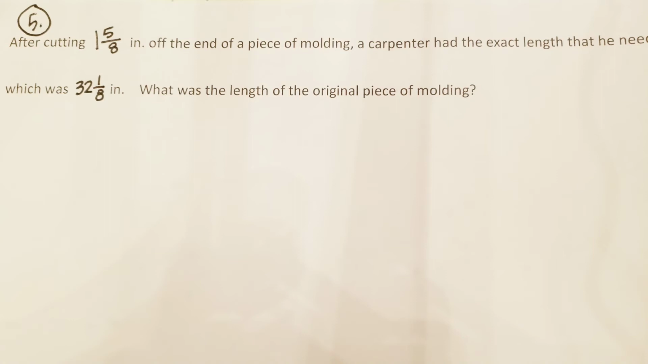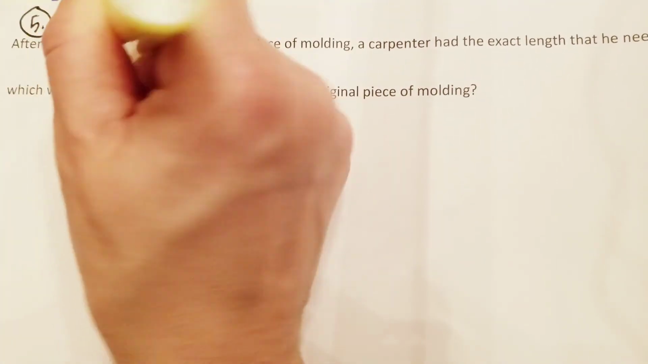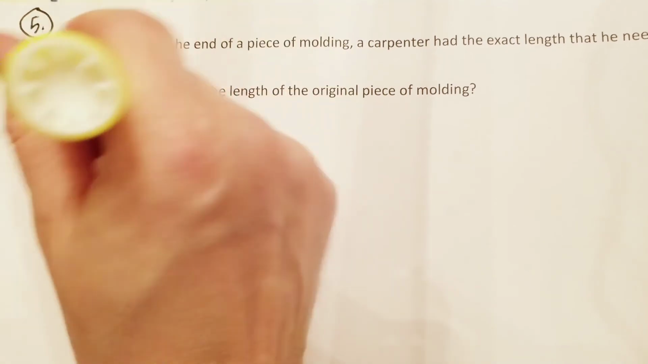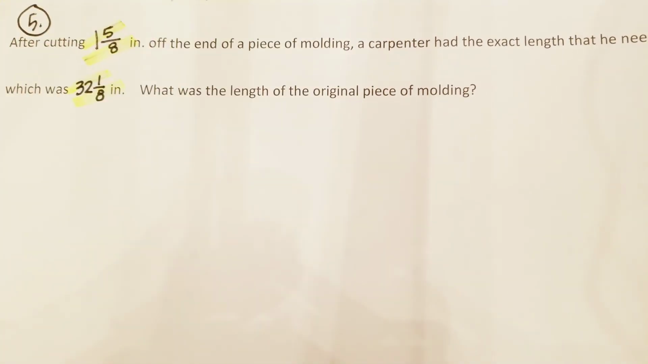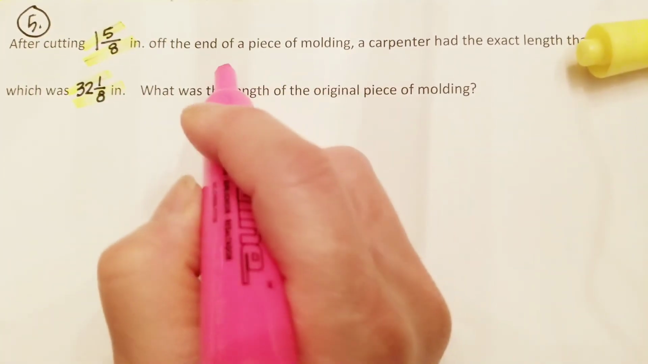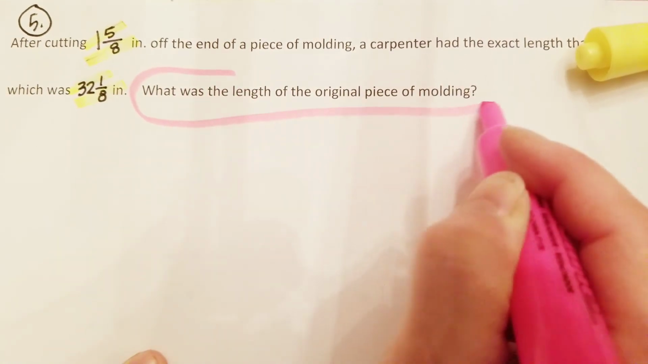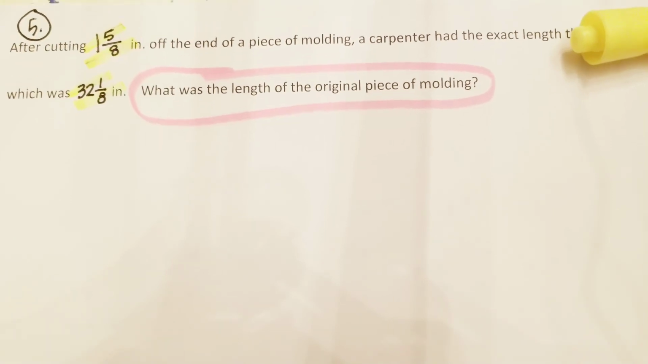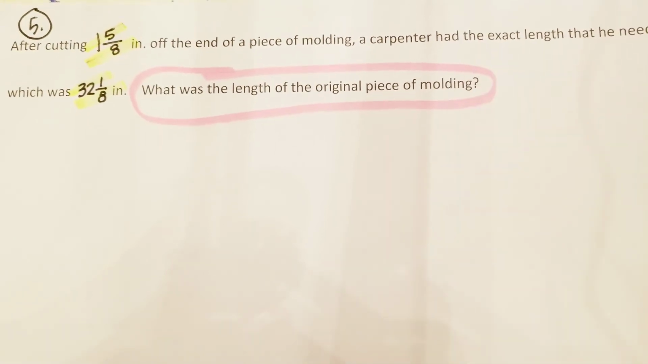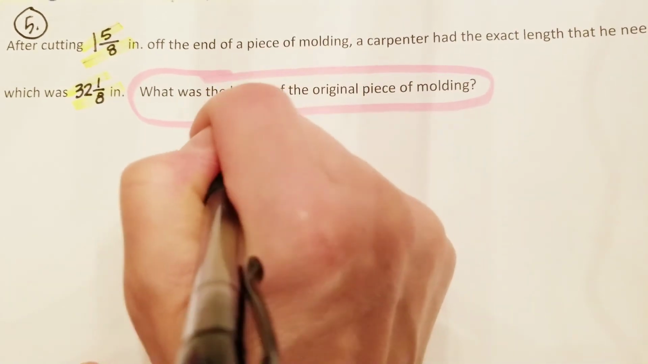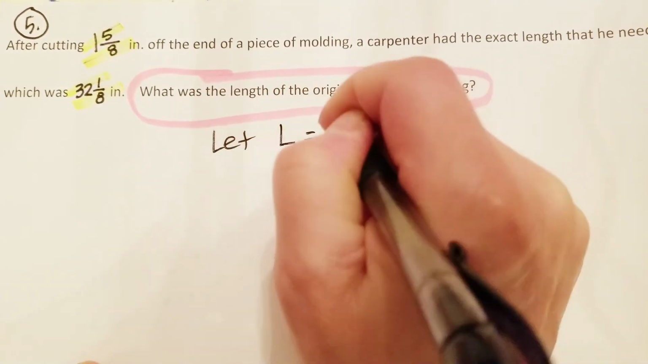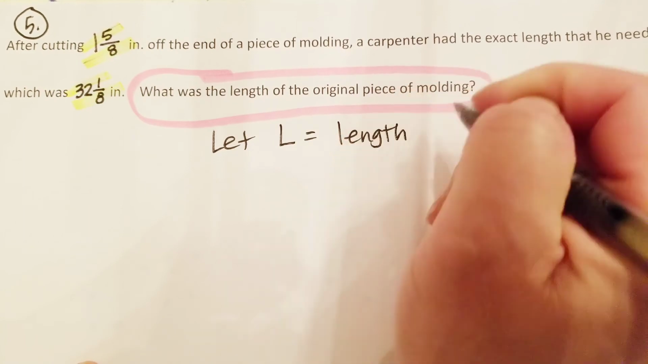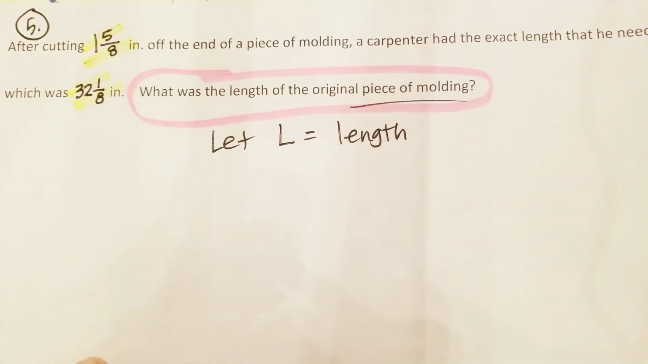So let's first take a look at our important information. We know that these numbers are going to be important, right? And we want to also take a look at our question. What is the length of the original piece of molding? So we're looking for length. So let's let L equal the length of this piece of molding.